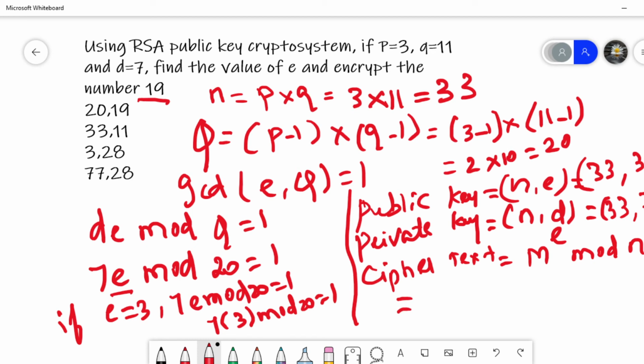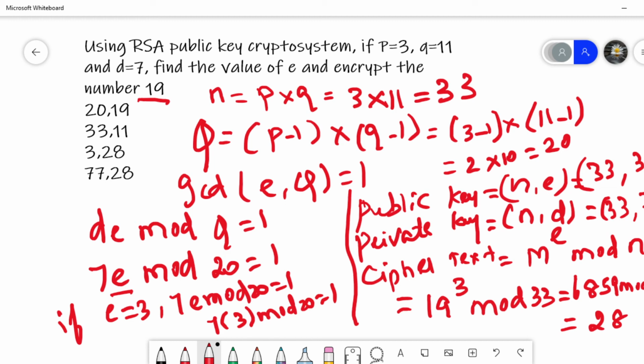So 19, E value is 3, then mod N value is 33. So 19 power 3 which is equal to 6859 mod 33, which returns the remainder 28. So it is the value for ciphertext. I hope everyone understands this one.